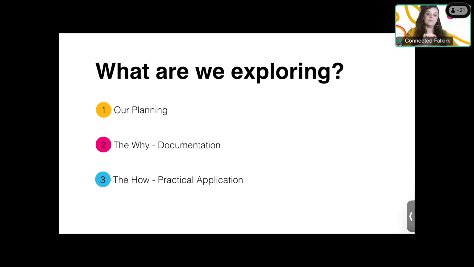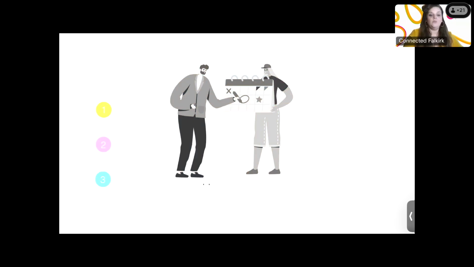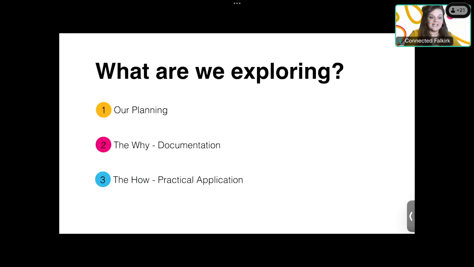So we're going to split the session into 3 parts, and we'll begin by thinking about our current planning. Then we're going to put the spotlight on some national documentation and give you early access to a new Falkirk resource that we in the Digital Learning team have created. And then finally, we're going to have a look at some practical applications, which in all honesty could be multiple sessions in and of themselves. But I'm just going to try and show you some very quick things today.